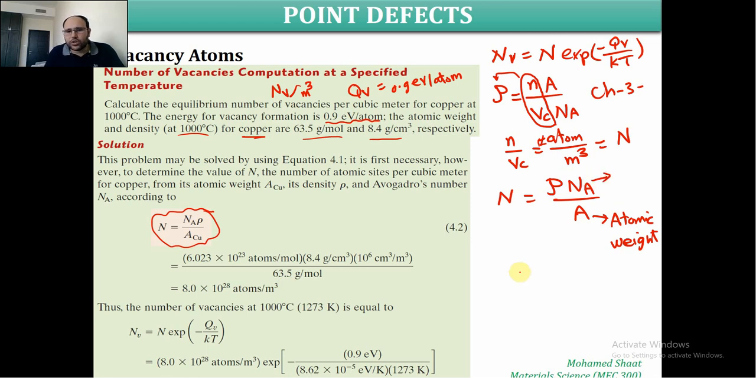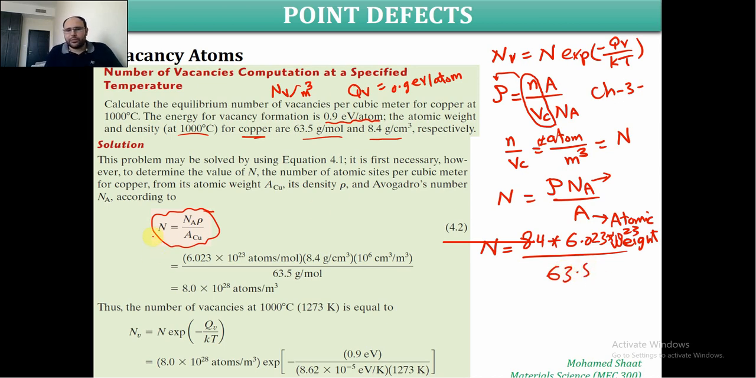This NA, Avogadro's number, is 6.023 times 10 to the power 23. You have to memorize this number. It is how many atoms exist per 1 mole of this material. Rho is the density, which is already given to us as 8.4 grams per centimeter cube. So we substitute with all the data: N equals 8.4 times the Avogadro's number, 6.023 times 10 to the power 23, divided by the atomic weight, 63.5.